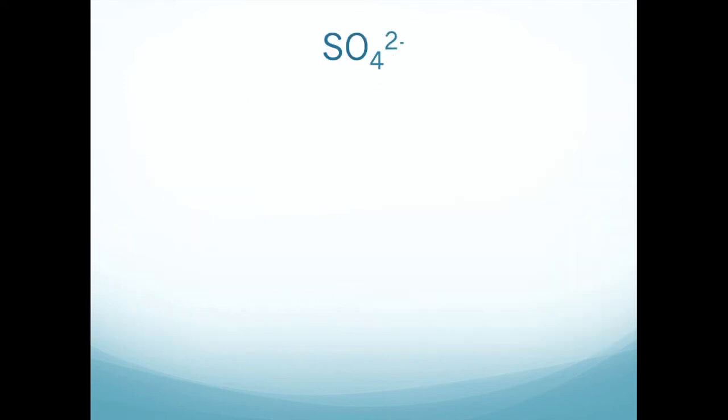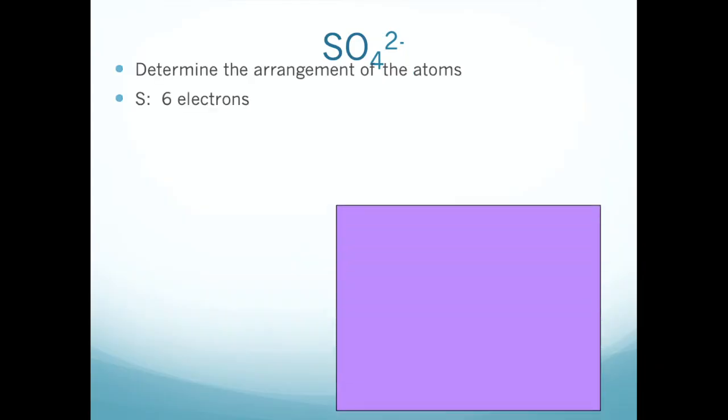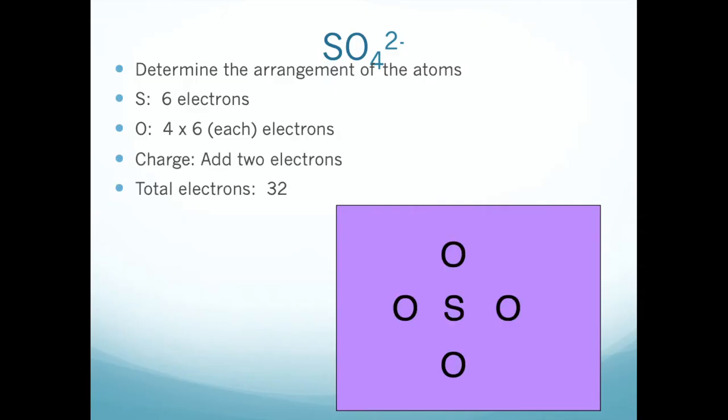All right, so let's try sulfate. Sulfate's SO4 with a 2 minus charge. Okay, so again, we'll start off with the sulfur in the middle with 4 oxygens connected to it. So we start off with those 4 oxygens.